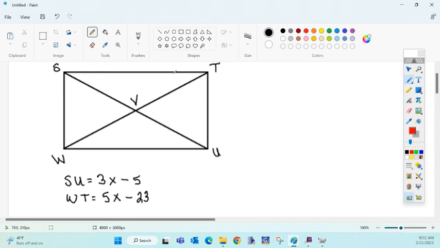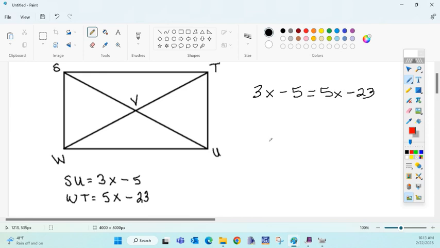Go ahead. 3x minus 5 equals 5x minus 23. All right, so we've set this up because the diagonals have to be equal to each other, and then we need to do the algebra.